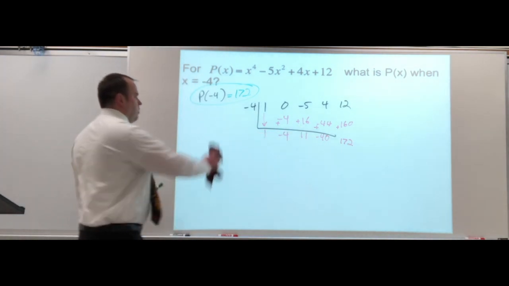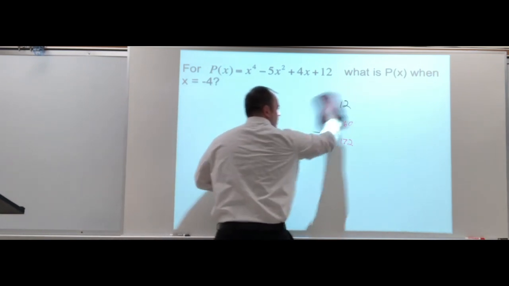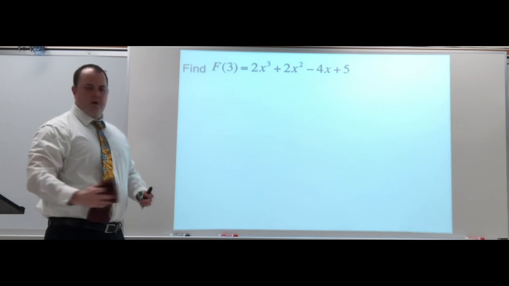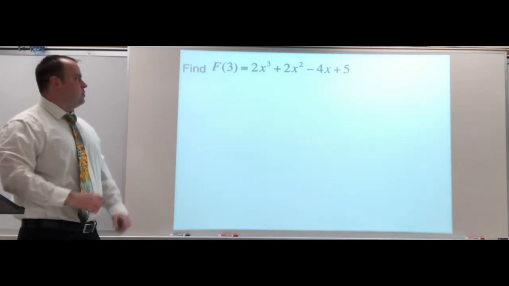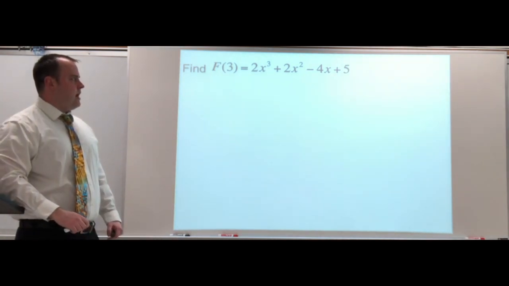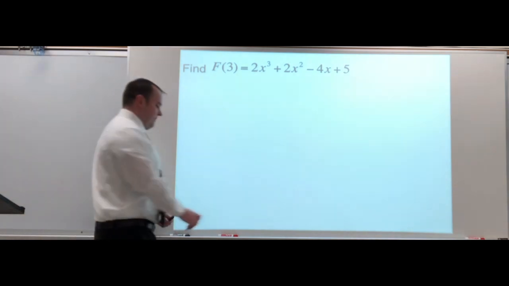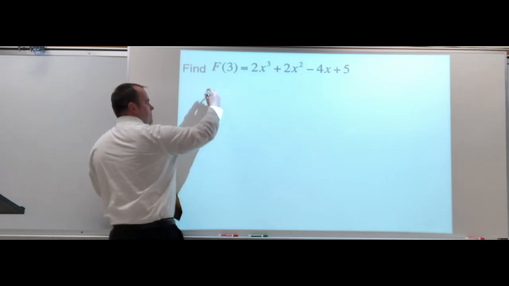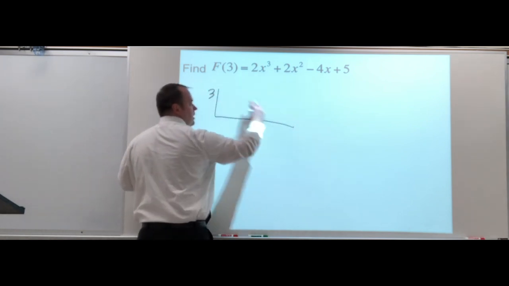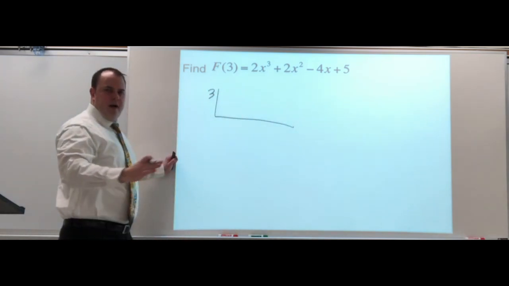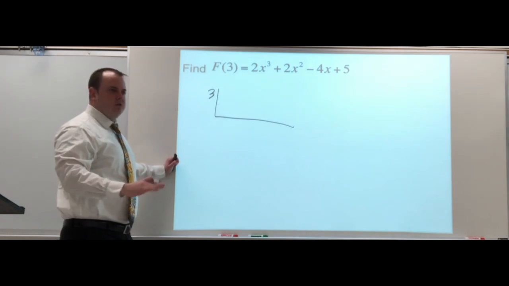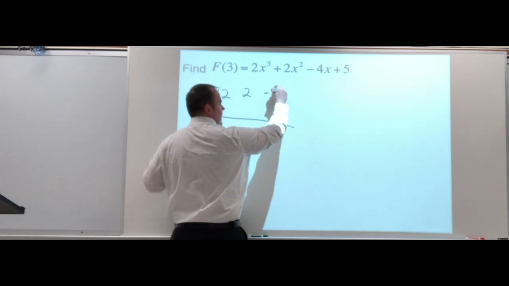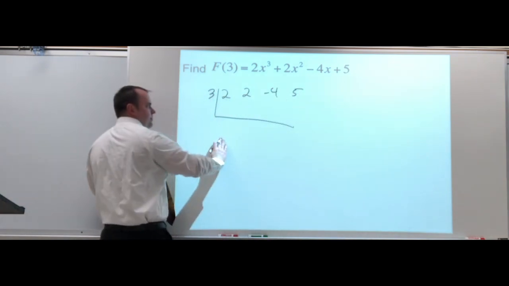Okay? Let's do one more example. Good practice for synthetic division. Just another look at what the remainder theorem is. f of x equals 2x cubed plus 2x squared minus 4x plus 5, and we want f of 3. Okay, so I want to use the remainder theorem. So 3 is my a. No exponents, no terms are missing, so we don't need any fillers. 2, 2, negative 4, 5.